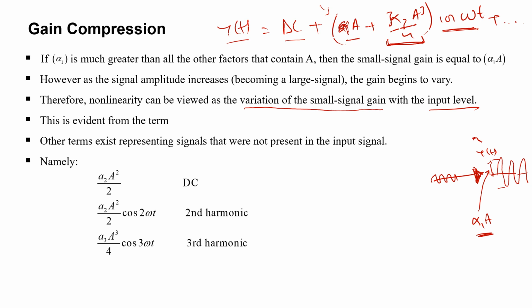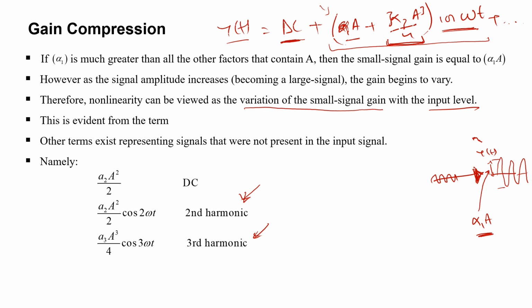So in the previous equation, our alpha 2 a square over 2 is the DC term that we said is here. This term is actually the main signal multiplied by an amplification factor. Second harmonic is alpha 2 a square over 2 cos 2 omega t from the previous equation, and then alpha 3 a cube over 4 cos 3 omega t, that is the third harmonic.